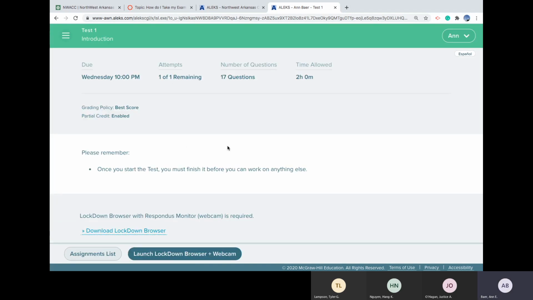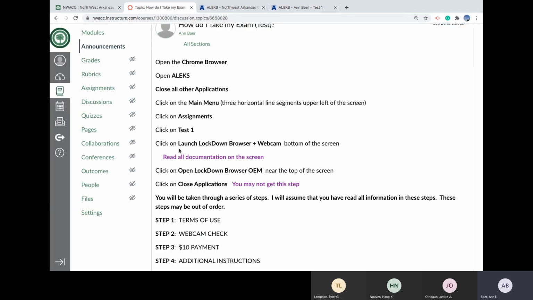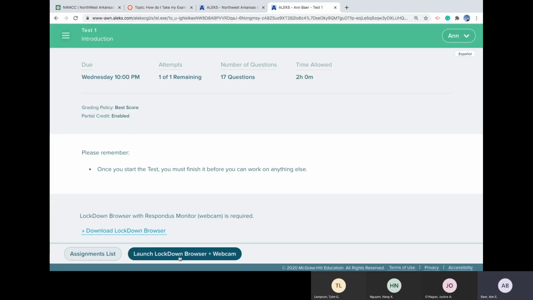Now it's going to give me this screen, and I can't go any further than this because it's going to throw me out of all my other applications, and I don't want that. So I'm right here. At this point, you will notice it says click on Launch Lockdown Browser and Webcam, bottom of the screen. This is what you would click on. It's really quite seamless. It's not like this in the other testing software that I use for my other classes that are not college algebra.